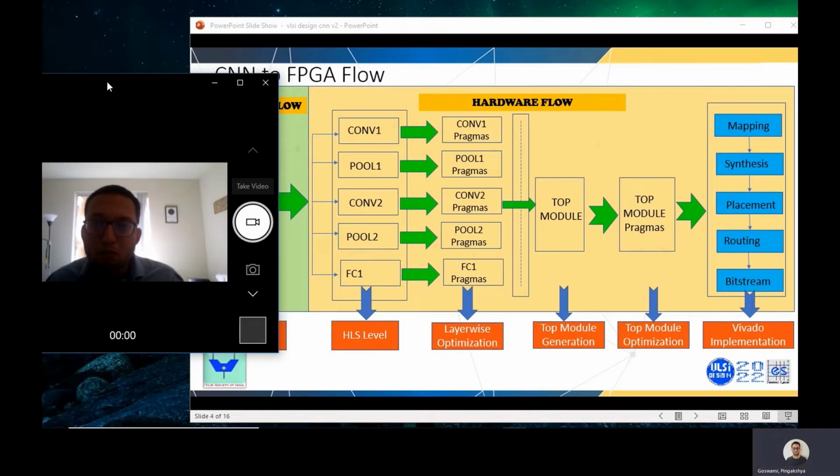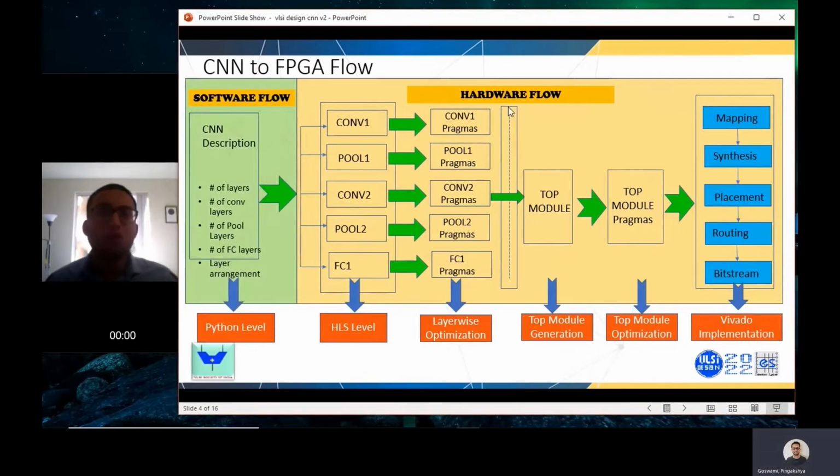This is our FPGA flow. This is our flow from CNN to FPGA. It primarily consists of two parts: the software flow and the hardware flow. The software flow mostly takes place either in GPU or CPU during training, and once the model is trained, we import the number of layers, number of convolution layers, number of pooling layers, FC layers, and then the dimension of each layer. And then we move to the hardware.